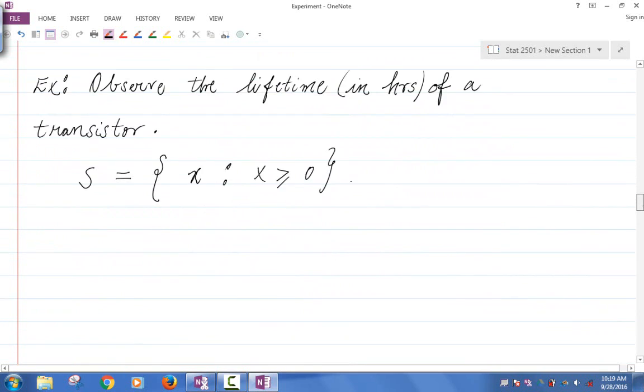Let's say you observe the lifetime in hours of a transistor. So if you observe the lifetime in hours of a transistor, then the sample space will be the set of all real numbers x such that x is non-negative. That is, the sample space here is the collection of all non-negative real numbers. Let me emphasize that here. So x is a real number.